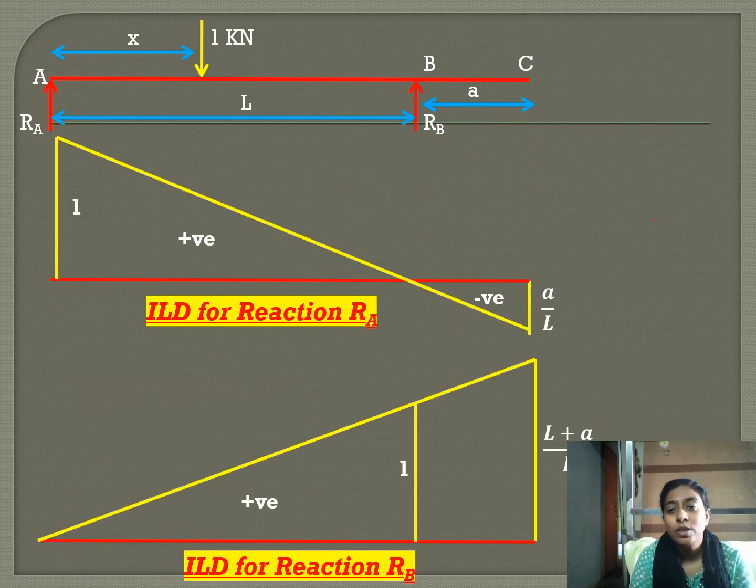So, we will draw both the influence line diagrams in the same page. Influence line diagram for RA. See, this is the case for simply supported beam. Just extend this for the intensity of A by L. Now, just extend this in the portion of the overhang for 1 plus A.